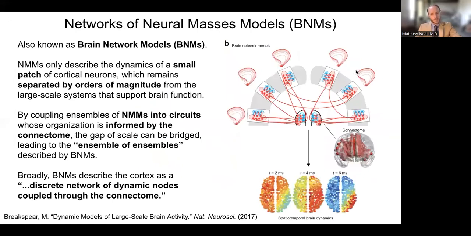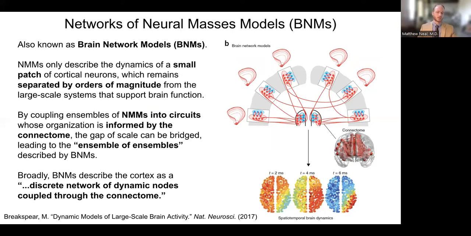But again, the neural mass model is only representative of a small patch of cortex. How do we model bigger, larger brain phenomena? That's where brain network models come in, which are also called networks of neural mass models, ensembles of ensembles, so to speak. So essentially what they're doing is taking a bunch of little neural masses and stringing them together in a way that's informed by the connectome. And what they get ultimately is this description of the cortex as a discrete network of dynamic nodes coupled through the connectome.